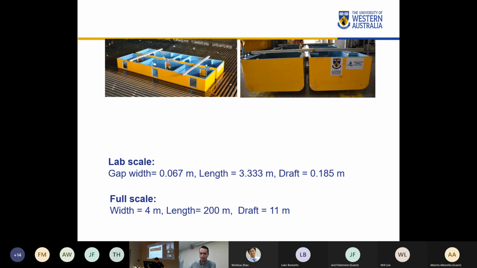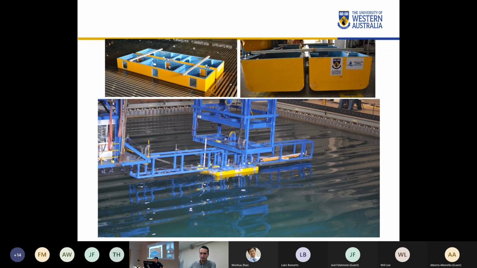We did the testing in the wave basin at Shanghai Jiao Tong University, as shown in this snapshot. This basin is 50 meters long, 40 meters wide, and the water depth was 10 meters. The vessel model is 3.3 meters long, sitting in the center of the wave basin. It's quite a small model compared to the huge wave basin.